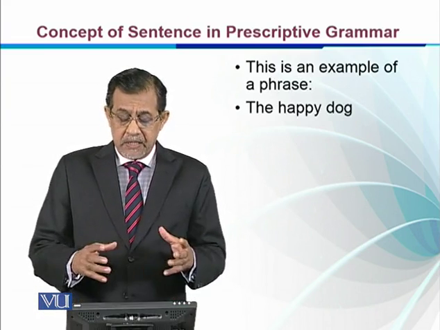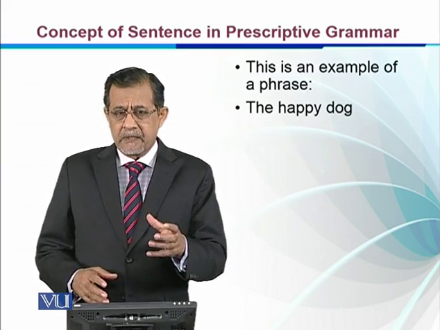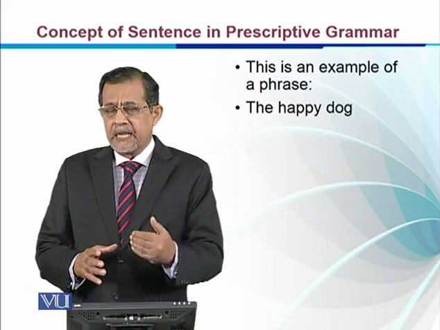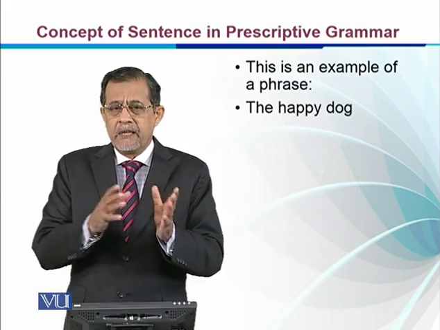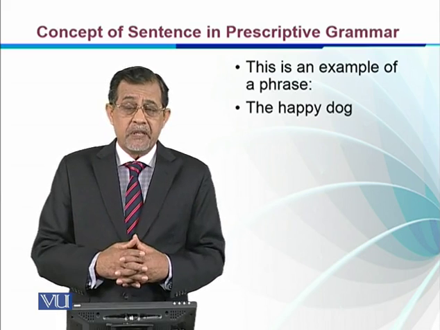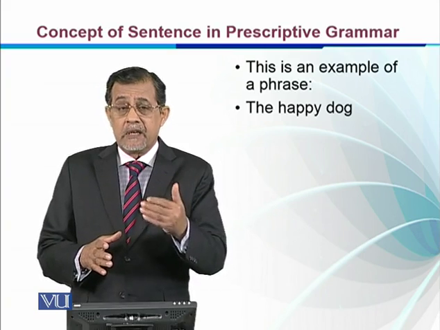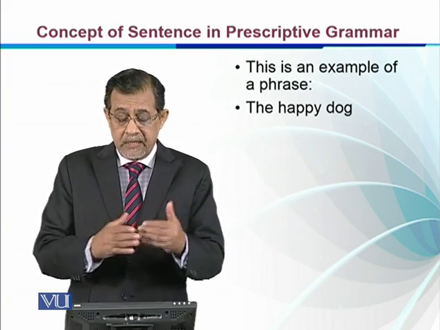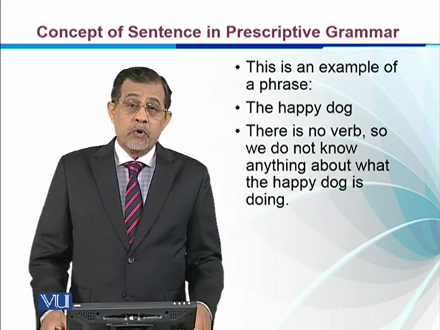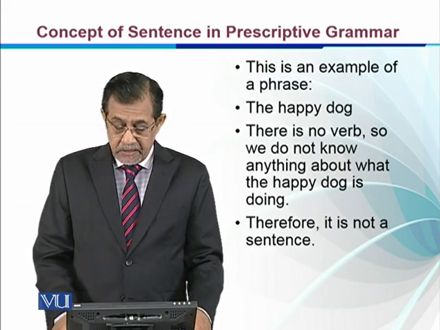However, if we look at this, "the happy dog" is a phrase, not a sentence. If a sentence gives a complete thought, this is the dog: "The dog is happy" and "happy dog." What is the difference between the two? According to the prescriptivist, "the dog is happy" is a sentence, whereas "the happy dog" is not a sentence, because there is no verb in this phrase, and without a verb it cannot be a sentence.